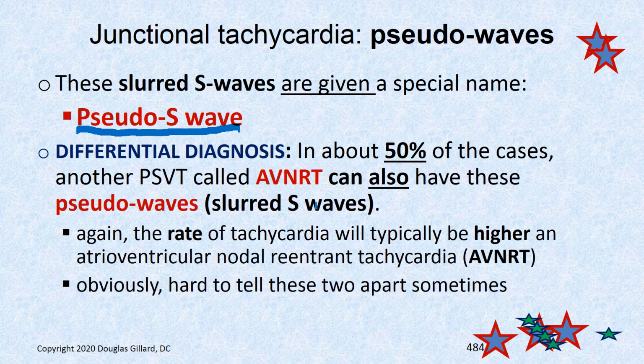So AV NRT can be a definite cause. But remember the difference again. Tachycardia is typically 140, 150 with AV NRT. It's 120 with a junctional tachycardia.